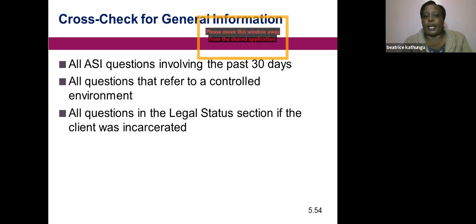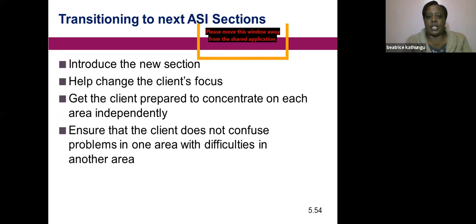Now, at the end of it, you can cross-check this general information with other sections of the ASI. For example, you can cross-check general information with all other ASI questions that will be asking about the past 30 days, because you can see here, there was a question on the last 30 days. You can also cross-check with other questions that refer to a controlled environment. And you can also cross-check with the questions in the legal section, if at all the client was incarcerated. So if they miss to tell you here they were incarcerated, then in the legal section, they bring out incarceration in the last 30 days, then you can see now you need to cross-check and get the correct information and clarify.